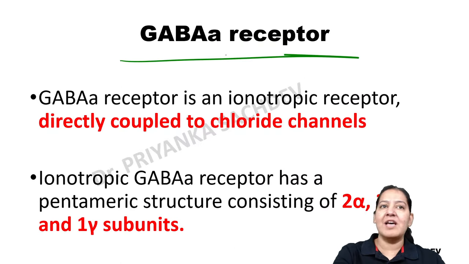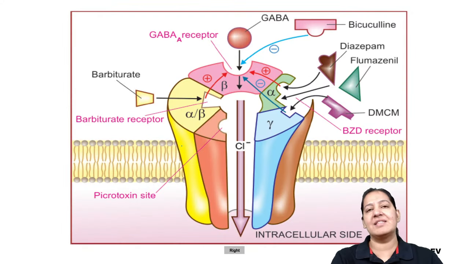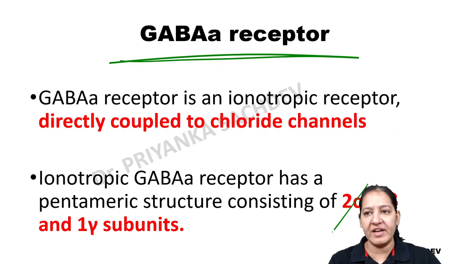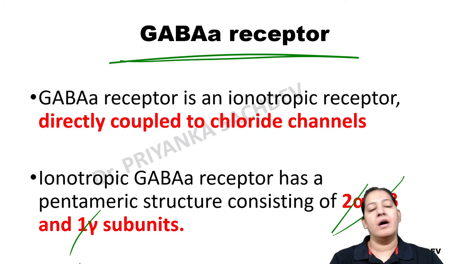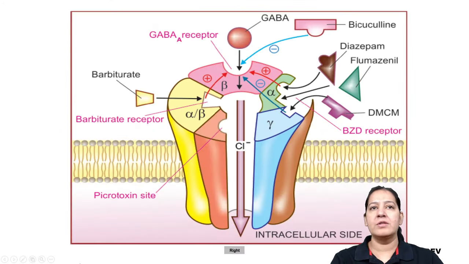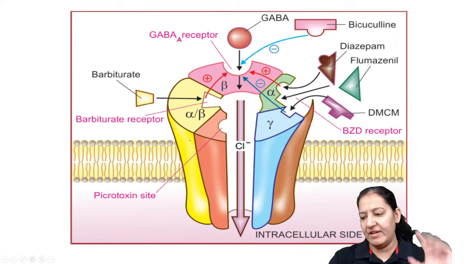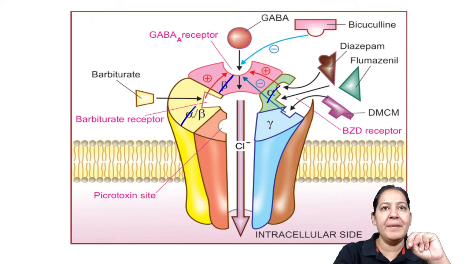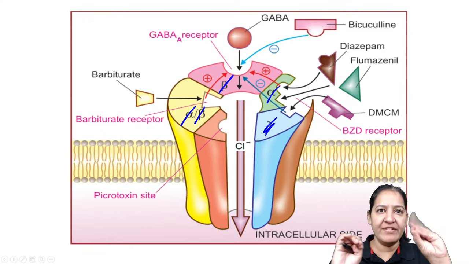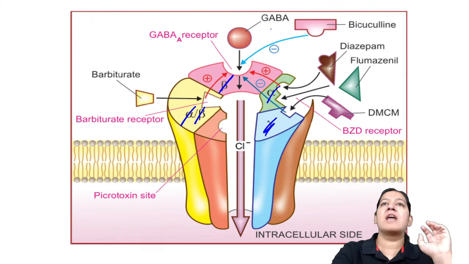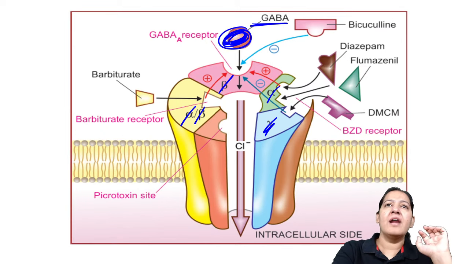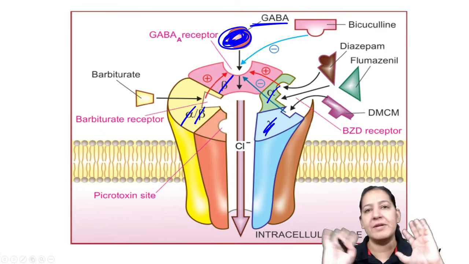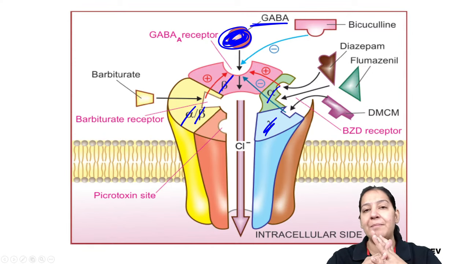So GABA receptors are present. Various types of GABA receptors are present on this cell: two alpha, two beta, and one gamma. I will explain, don't worry. So five receptor subunits are present for the GABA. This is GABA, it is coming here. These are the five subunits of the GABA receptor present on the cell membrane.